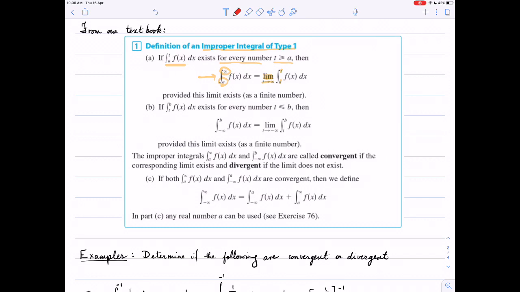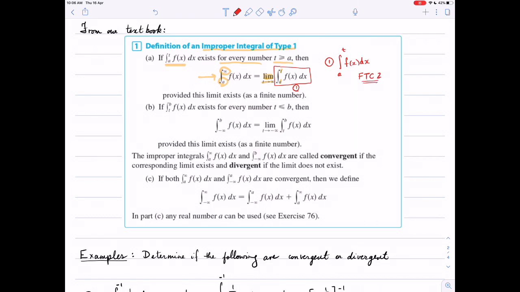This is actually giving us a procedure. If we were to look just at this part here, the integral from a to t of f of x dx, that is just going to be a simple anti-differentiation and FTC2.